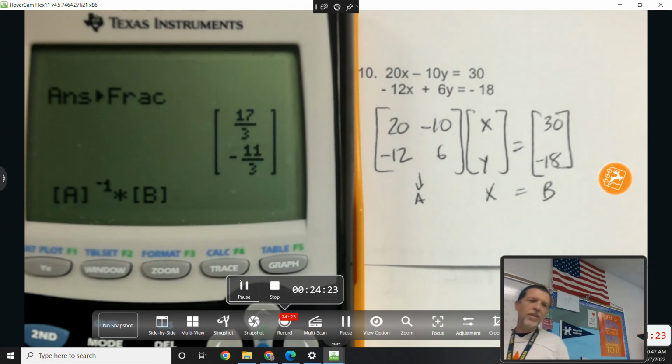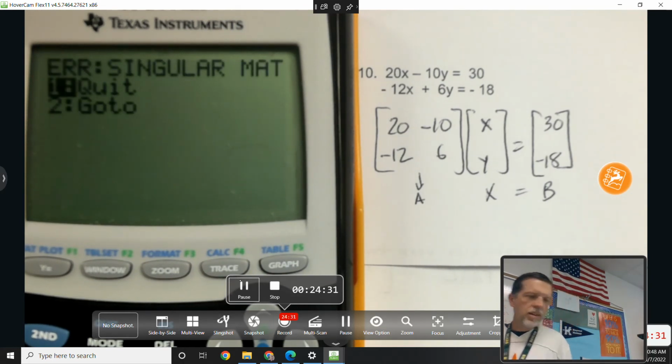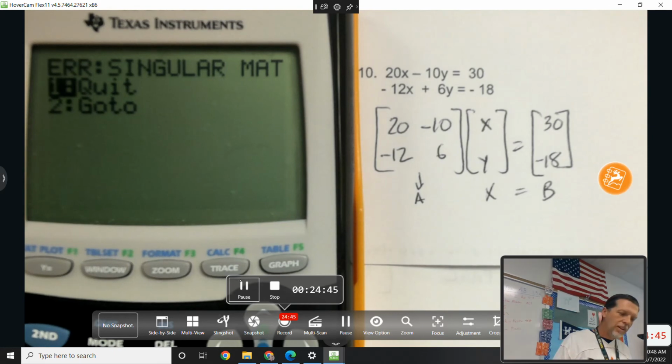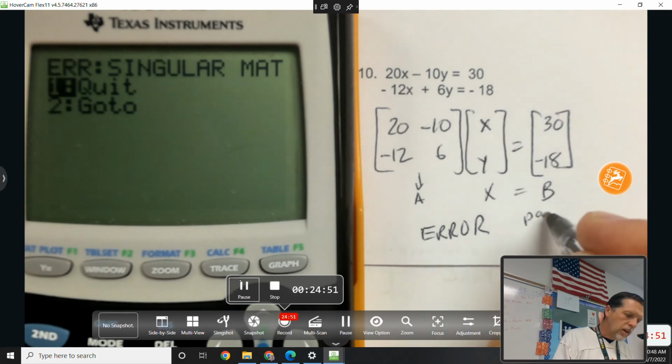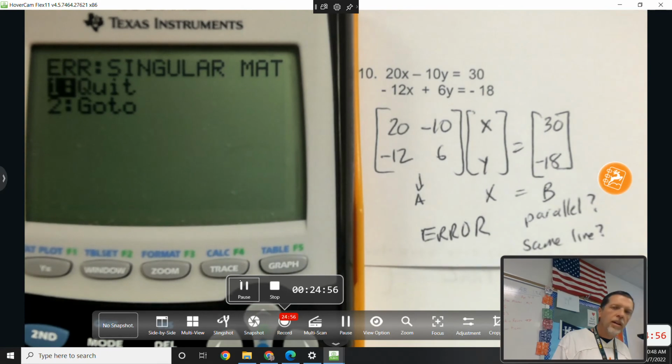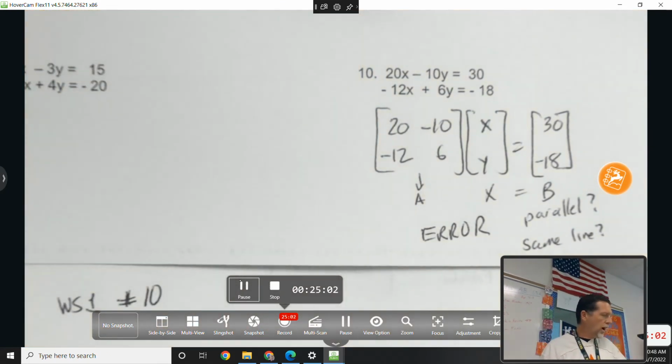Then when you do A inverse times B, you get an error. So this is how you know that it's one of the weird cases. Singular mat. Mat stands for matrix. Singular has a long explanation of what that means, but singular matrix, there's an error. So now I need to figure out, are they parallel or is it the same line? Sometimes they're close enough you can tell by looking. Other times, you just solve them both for y and see what you get.